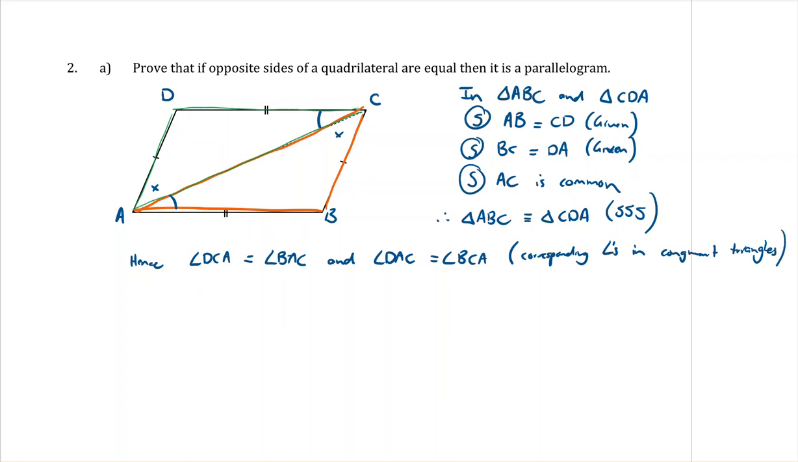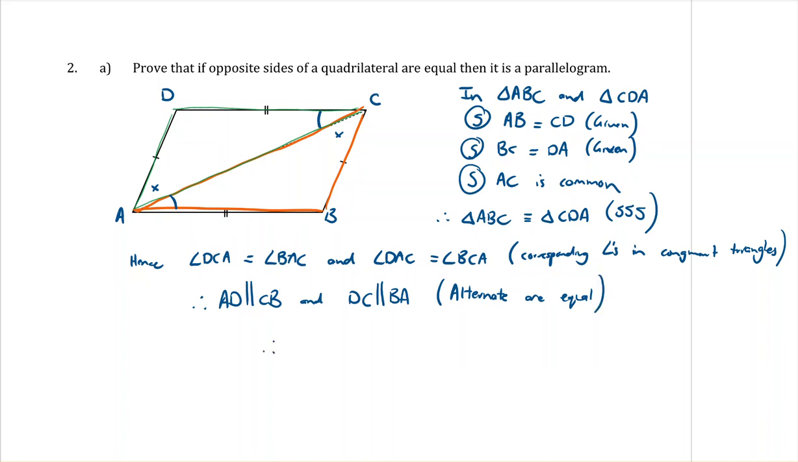Now, if we know that those angles are equal, then using those little arc symbols, because they're alternate, that's going to mean that AD is going to be parallel to CB, and DC is parallel to BA. And both of them have the same reason. It's because the alternate angles are equal. If the alternate angles are equal, it means that the lines must be parallel.